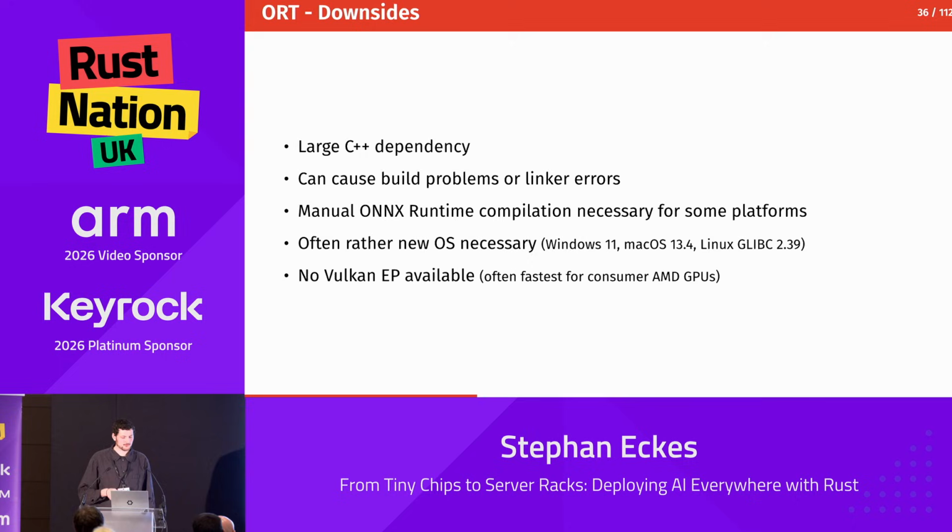And so you still need manual ONNX Runtime compilation for some platforms or execution providers. And especially the pre-built libs, they need rather new OSs. So you need Windows 11, macOS 13.4, or Linux 2.39. And this is rather new. So we had a lot of clients asking for older Linux versions, and then I just couldn't deliver it immediately. And you don't have a Vulkan execution provider. It might not matter for you, but Vulkan is, for example, the fastest option for consumer AMD GPUs.